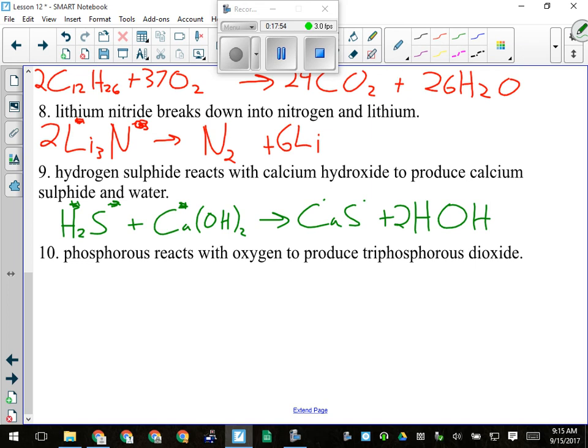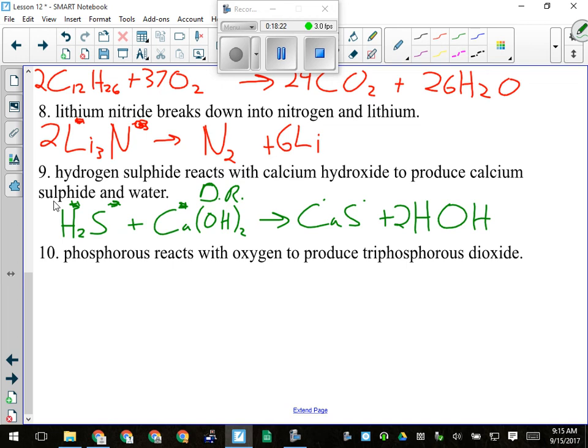A little easier to track when you write it that way, as opposed to H2O, where, oh, where did it come from? So typically, if you've got an OH on one side and you've got water on the other, write water as HOH, and it'll just be easier to keep track of everything. That'll balance it. It's done. That's the only number that we needed to add in there. And this is, of course, a double replacement reaction.